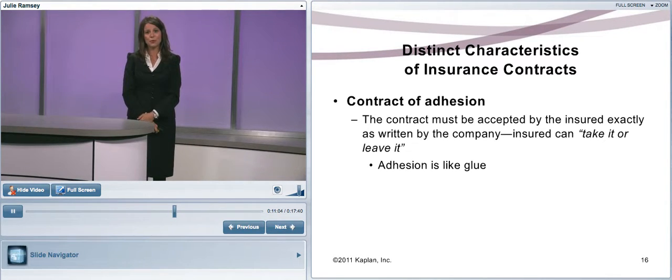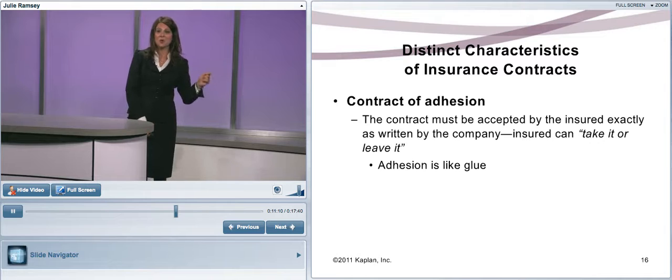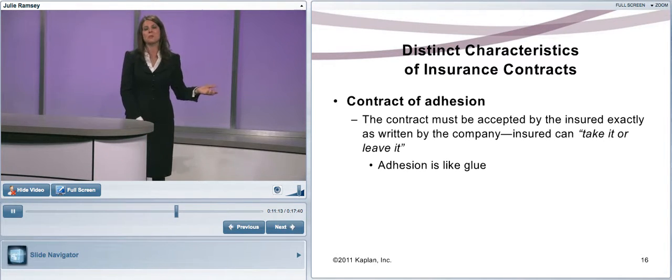And if that does happen, the courts typically rule in favor of the client. Why? Because it's a contract of adhesion. Either you want it or you don't. It's like glue. The client had no input into the way it was written. So when you see contract of adhesion, think of glue. Either you want it or you don't. Take it or leave it.